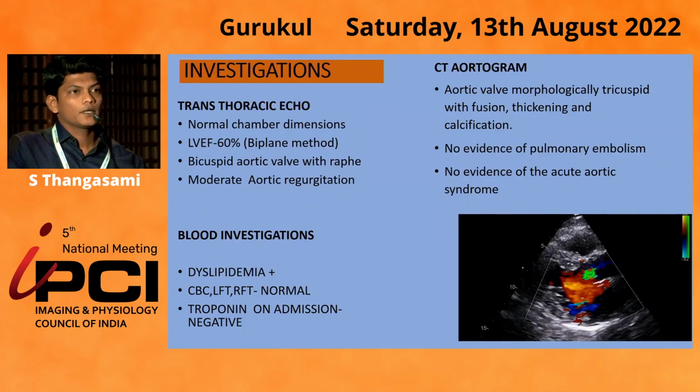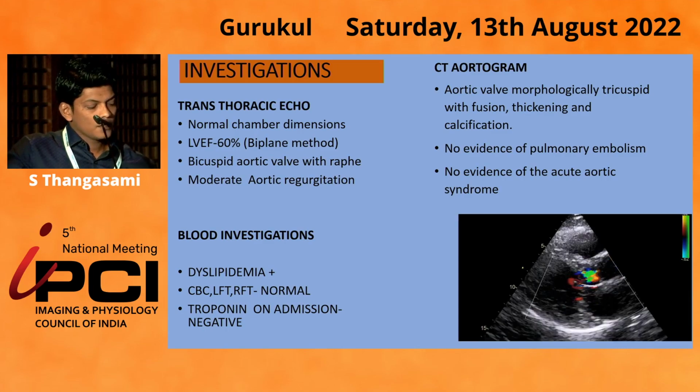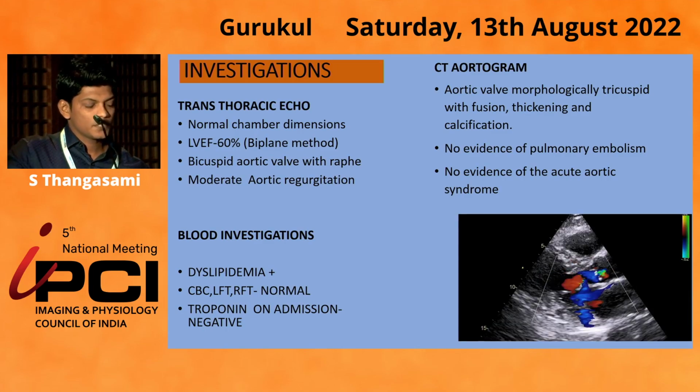We performed a transthoracic echo, which showed normal chamber dimensions and normal EF. The patient had a bicuspid aortic valve with a single raphe and moderate aortic regurgitation. Considering the bicuspid aortic valve and chest pain, we thought of proceeding to a CT. Blood investigation showed dyslipidemia, and routine investigations were normal. Troponin on admission was negative.